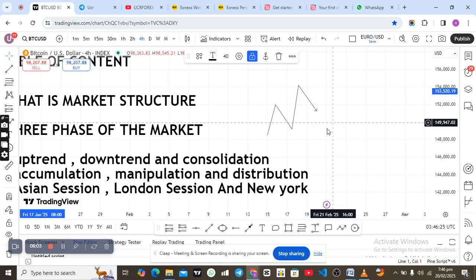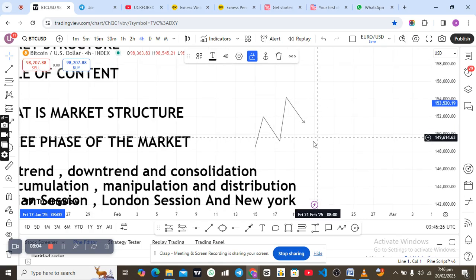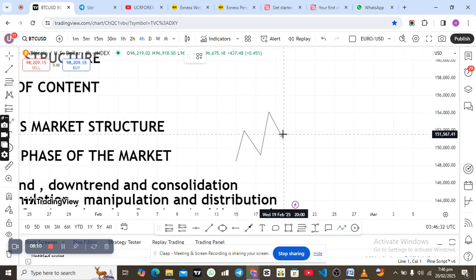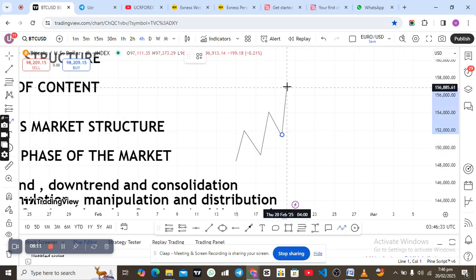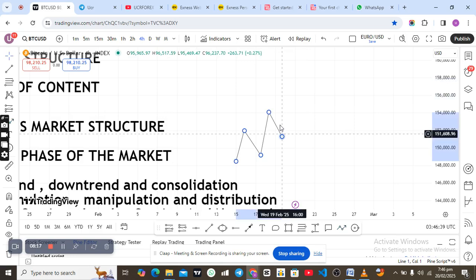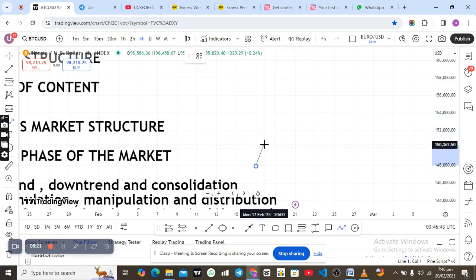So this is the point where the market is making a series of higher highs and higher lows. You may be asking me, what is a higher high and a higher low? Let me delete this and draw it properly. What I mean by higher highs and higher lows is that the moment the market prints a new high like this, it is called a higher high.